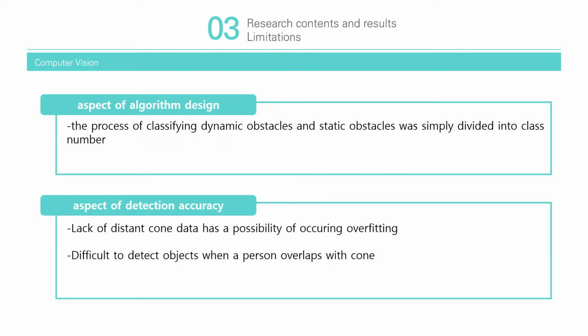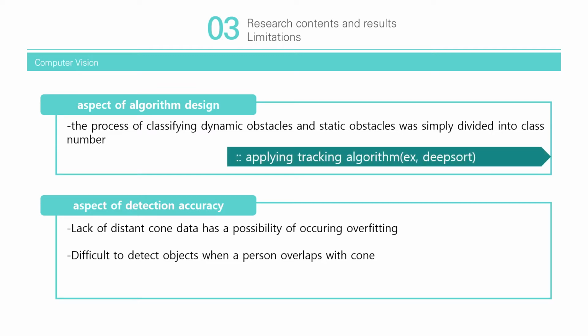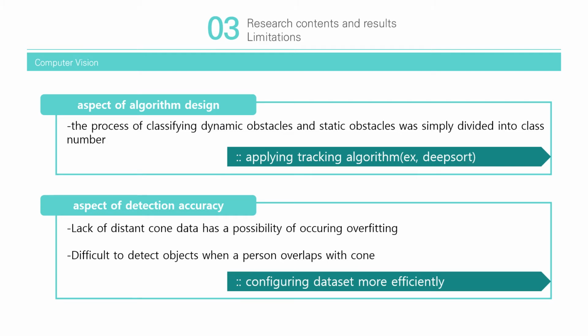In conclusion, there seems to be need for improvement on 2 points. First, the process of classifying dynamic obstacles and static obstacles was simply divided into cone and person classes. It would be better if a tracking algorithm was applied, such as DeepSORT. Second, we added new cone images to dataset but still limited to nearby objects. Lack of distant cone data can cause overfitting in close cone instances. Also, we have difficulty in detecting objects when they overlap, so we need to configure dataset more efficiently.